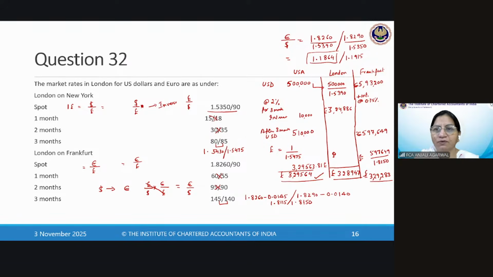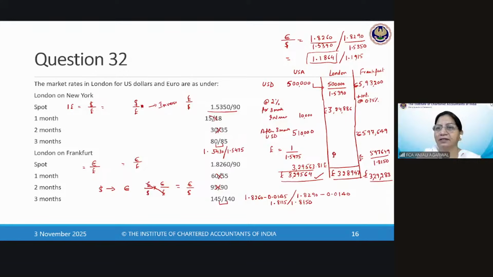So first we need to convert our dollars to euro. For that we need euro to dollar. What we are given is euro to pound and dollar to pound. So if we inverse this one, it will become pound to dollar. So euro to pound multiplied by pound to dollar will give us our required rate of euro to dollar.